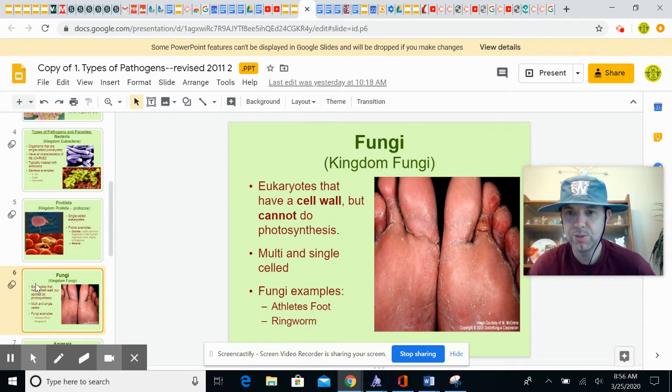Fungus. Look at those toes right there. Oh, I can only imagine running in sandals and those things. Ugh. So, what is a fungus? A fungus does have a cell wall, but it is not a plant. It is not a plant because it doesn't do photosynthesis.